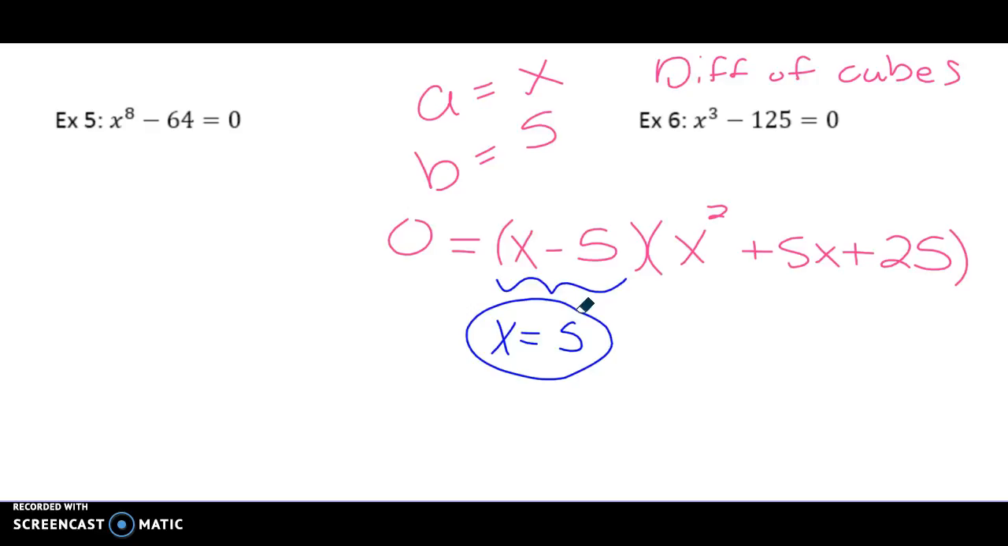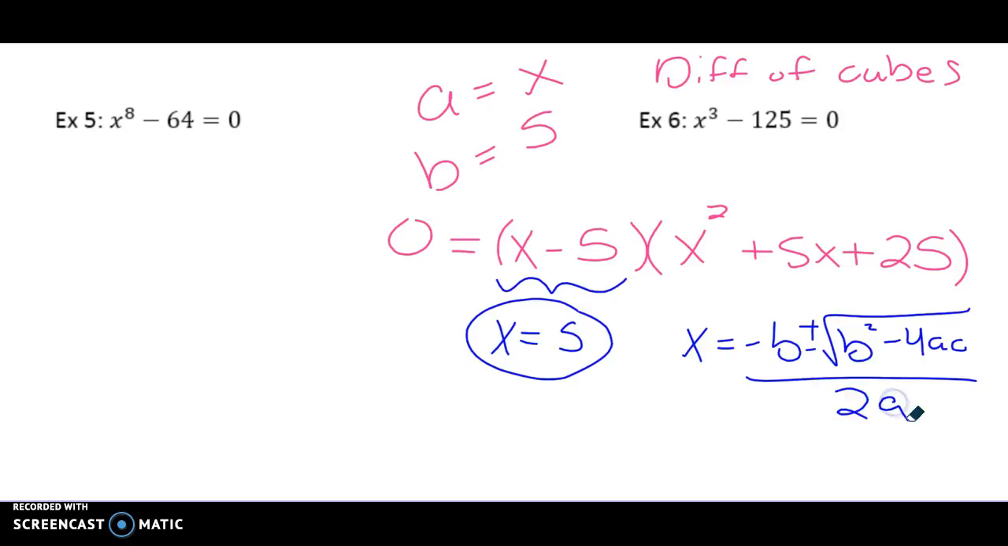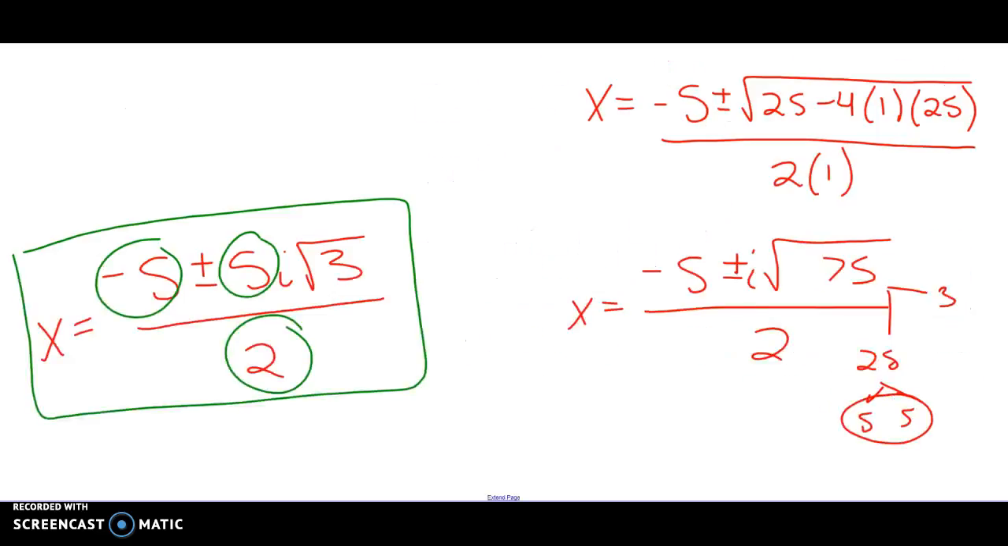That is a prime quadratic. You guys, you need to listen to this. That doesn't factor. X squared plus 5x plus 25 doesn't factor. The only way to solve a quadratic that doesn't factor is the quadratic formula. What is that? Negative b over the root of b squared minus 4ac. See if you can do it. So here is our answer from the quadratic formula.